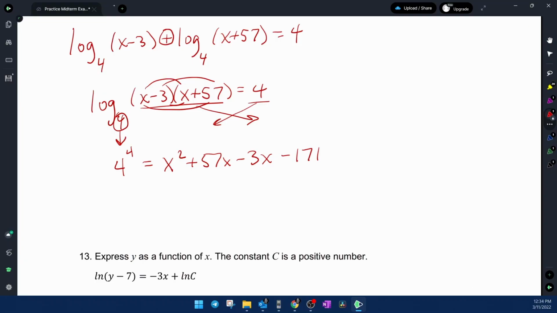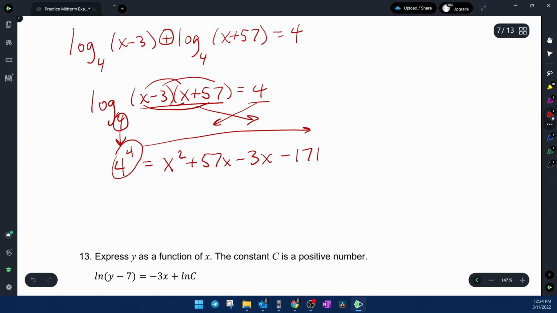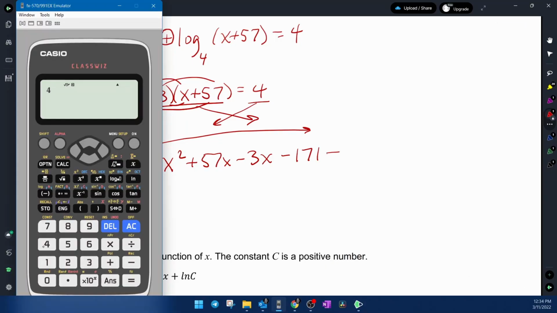And then notice that my logarithmic equation has now become quadratic, so I need to set it equal to 0. Bringing the 4 to the 4th over is going to make that a minus 4 to the 4th, 256.